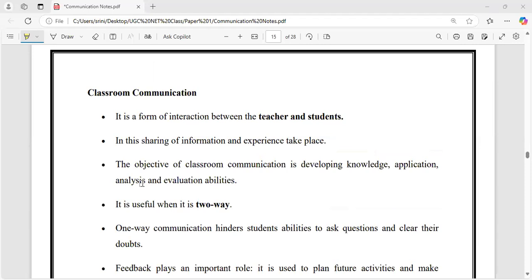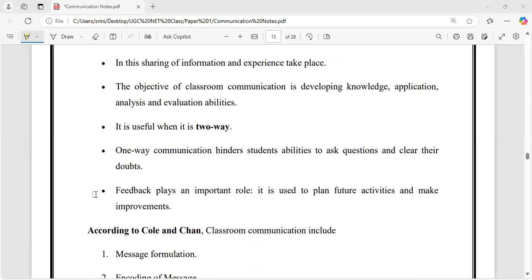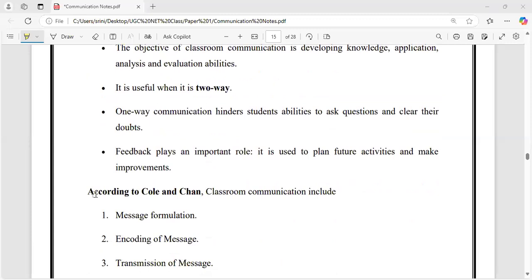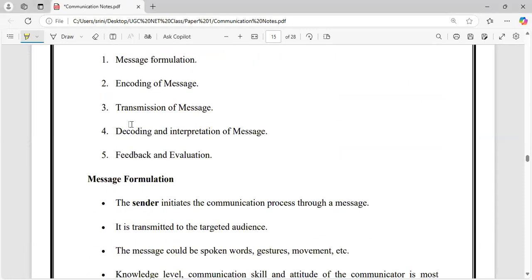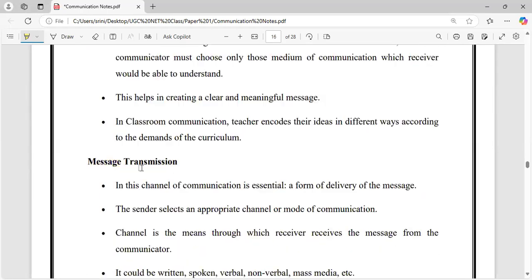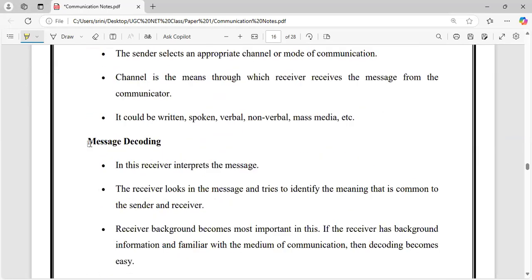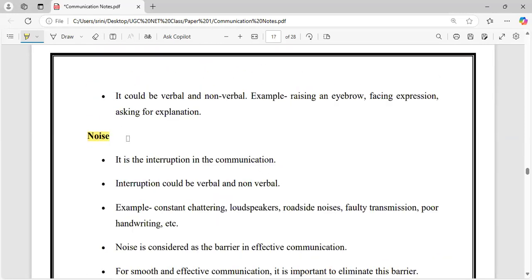Classroom communication develops knowledge, application, analysis, and evaluation abilities. It is useful when it is two-way. One-way communication hinders students' ability to ask questions and clear their doubts. Feedback plays an important role. It is used to plan future activities and make improvements. Again, classroom communication, same as before: how a message is formulated, encoded, transmitted, decoded, then feedback.